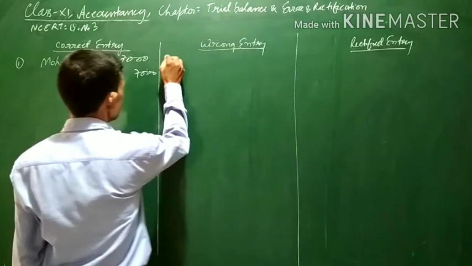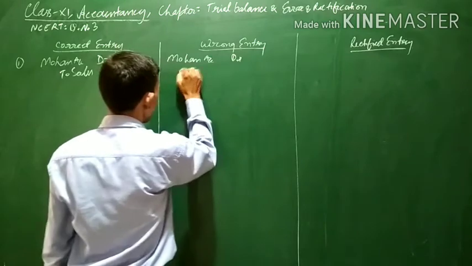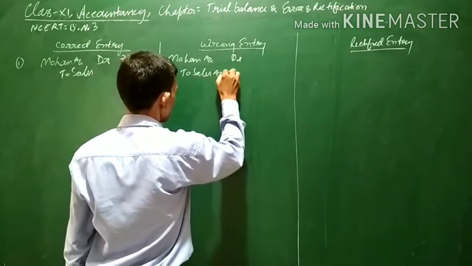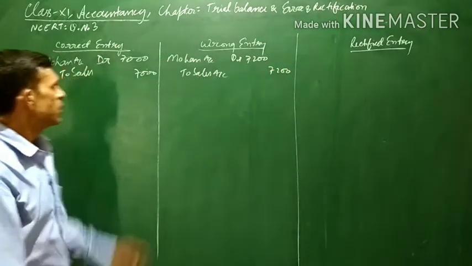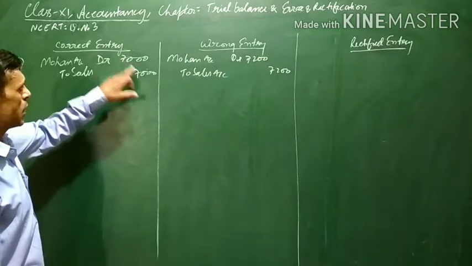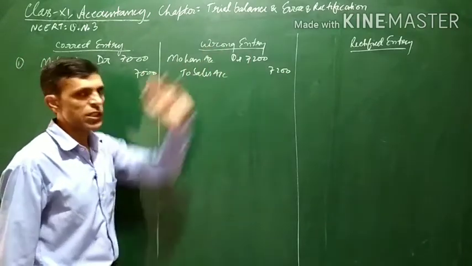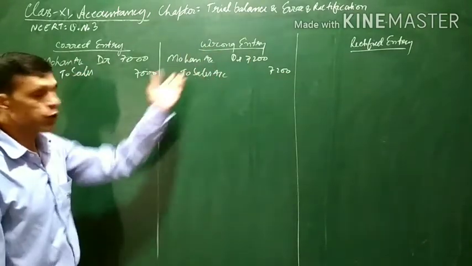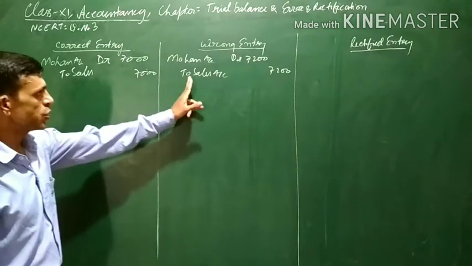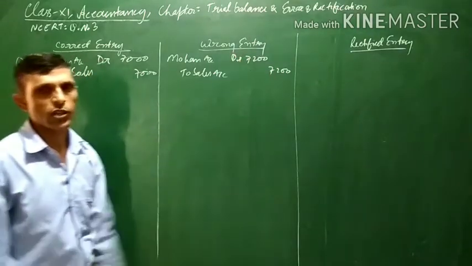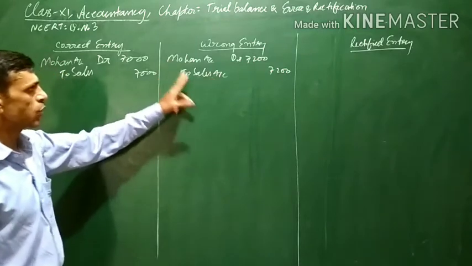So the wrong entry is Mohan account debit to sales account 7,200. Now see what is the error in this. Instead of 7,000, Mohan account should have been debited with 7,000, which is the correct entry, but by mistake it has been debited with 7,200, so 200 extra debit is there. Similarly, sales should have been credited with 7,000, but instead it has been credited with 7,200. So there is excess debit of Mohan account as well as excess credit of sales account.